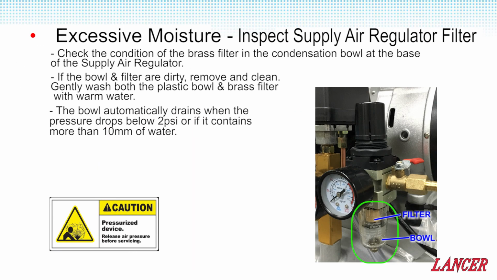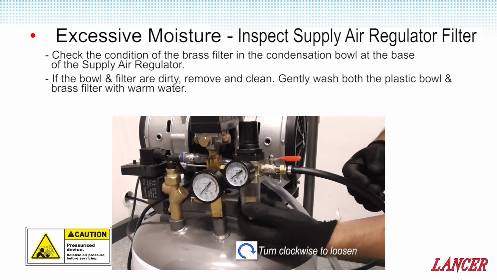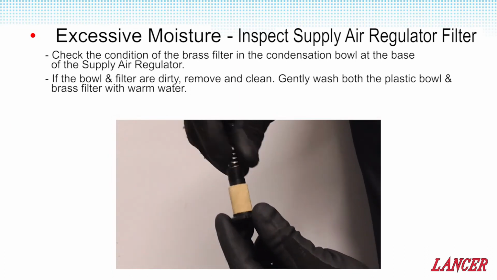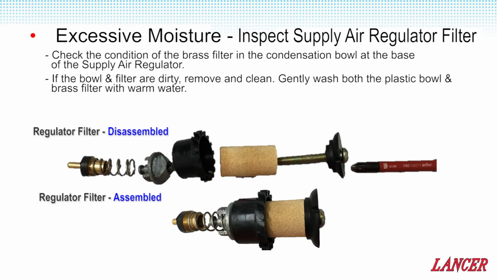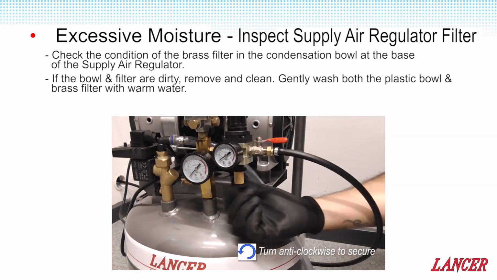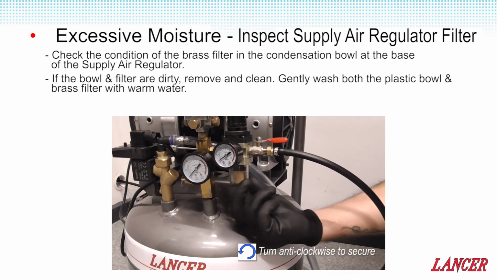The final defence to limit moisture in the air supply on the BEV85 is the regulator. This regulator has an air trap and filter. To inspect and service this, depressurise the system. Then remove the bowl and filter. Wash them both with warm water and then return them. Please note that this bowl will also automatically drain when the pressure drops below 2 psi or there is more than 10 ml of moisture built up.